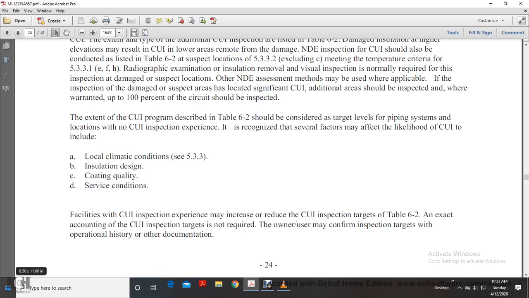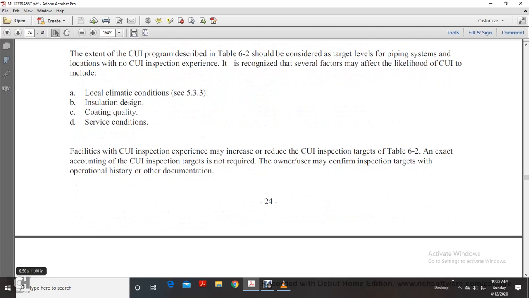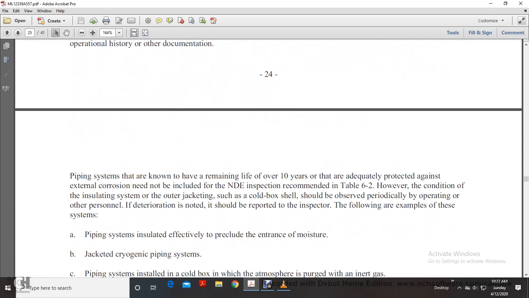For a facility with corrosion under insulation inspection experience, the corrosion under insulation inspection targets in Table 6.2 are applied in accordance with that experience. Otherwise, inspection targets are not required. The owner and user may confirm inspection targets with the operation history and other documents for piping systems that are known to have a remaining life over 10 years and adequate protection against external corrosion. They are not included in the non-destructive examination recommended in Table 6.2. The condition of the insulation for the outer jacketing of the cold box shell should be observed periodically by other personnel, and any deterioration noted should be reported to the inspector.